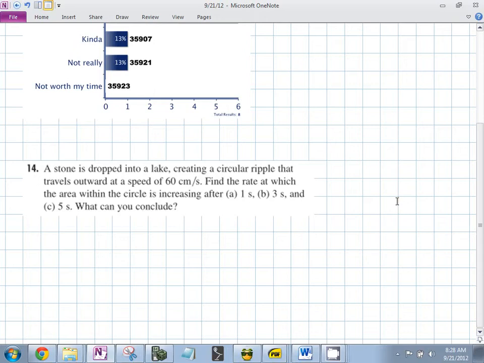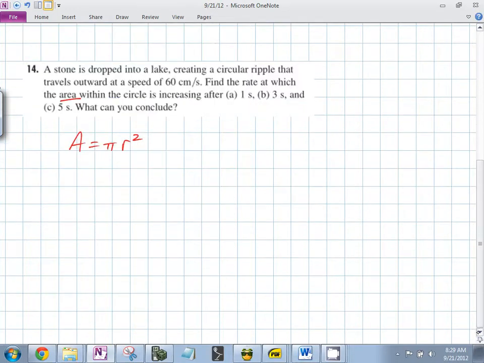Travels outward at a speed of 60 centimeters a second. What equation do you want to work with? Pi r squared? Yeah, we want the area of the circle. Area equals pi times radius squared. So the rate of change of the area is equal to what? 2 pi r.